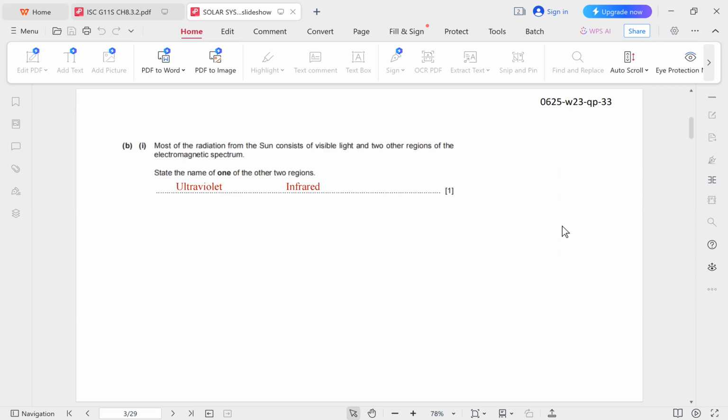Most of the radiation from the Sun consists of visible light and two other regions of the electromagnetic spectrum. State the name of one of the other two regions. Of course, you only need to mention one, but I mentioned both just so that you would know them: ultraviolet and infrared. So the Sun transfers light and heat to the Earth. This is in very simple terms.